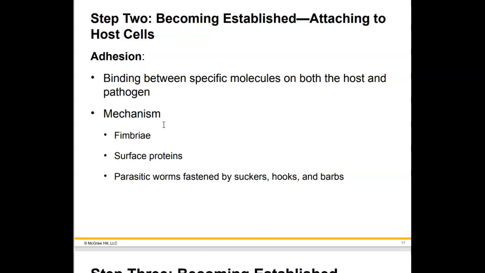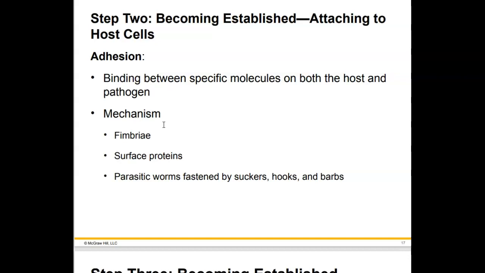All right, so becoming established: attaching to the host. Once they've gotten inside, now they need to attach to the host cells. They have to be able to bind to the cells so that they're not flushed from the body at all, right? Binding can take place with several different mechanisms that we've already talked about. Fimbriae, we mentioned, are those extensions off the cell that allow them to attach to other types of cells.